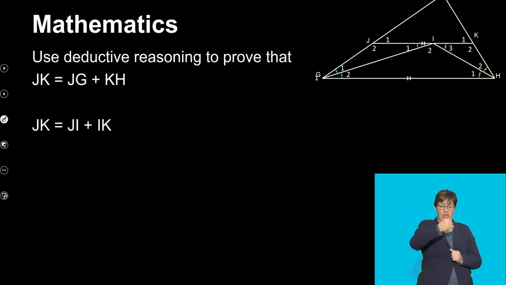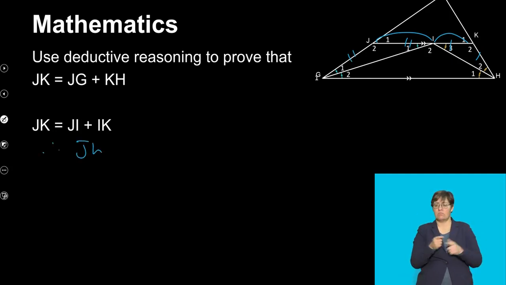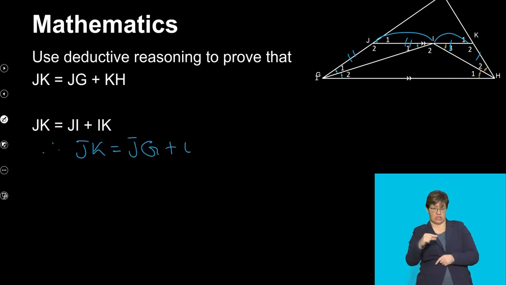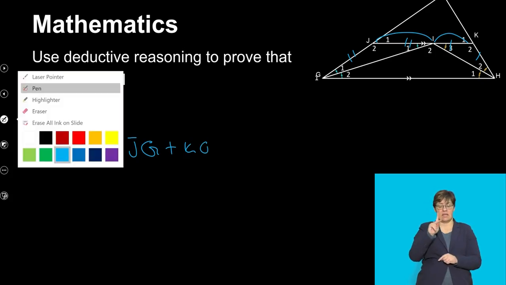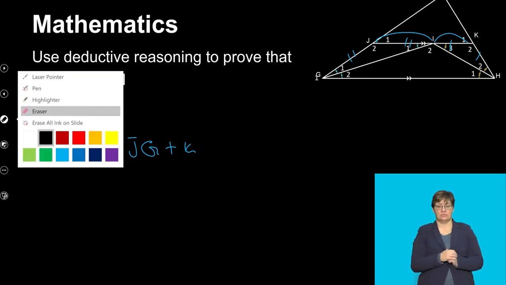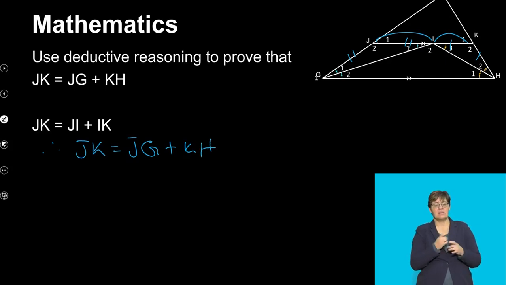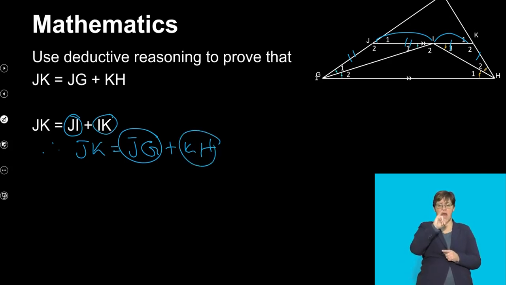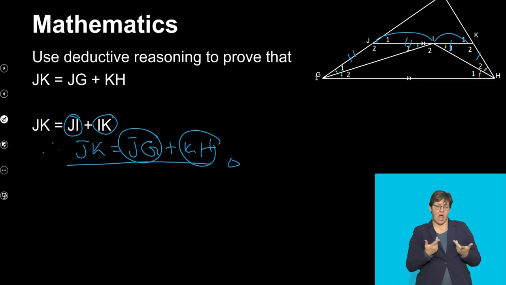Now, to solve what they want us to do, the very first thing we know is JK is equal to JI plus IK, right? Is this part plus that part. But we know that this is equal to that and this is equal to that. So as a result, I will then say JK is equal to JG plus KH, not KG. Right, so KH. And you can even start by first mentioning that JI is equal to JG and then IK is equal to KH. And that's how you can then solve what the question is asking of us.